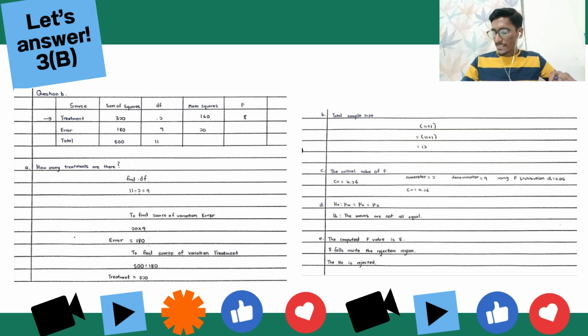Let's move on to question E. What is your conclusion regarding the null hypothesis? The computed F value is 8. 8 falls inside the rejection region. H0 is rejected. So that's the answer for question 3B.